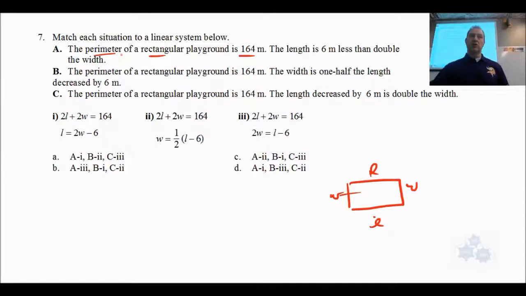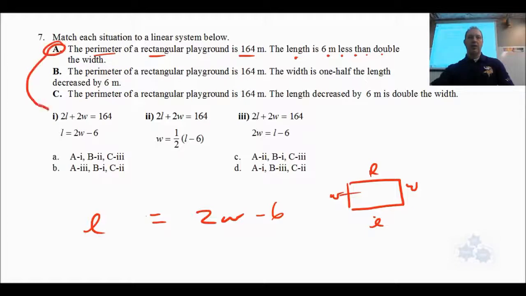All right. The length is 6 meters less than double the width. Okay, here's where it starts to get tricky. I would write things down to make sure that it makes sense. So the length is 6 meters less than double the width. Compared to double the width, the length is 6 meters less, okay? So you're going to have to do a plus 6 over here or a minus 6 over here. Do you see that anywhere? Right here. So it looks like A goes with number 1.